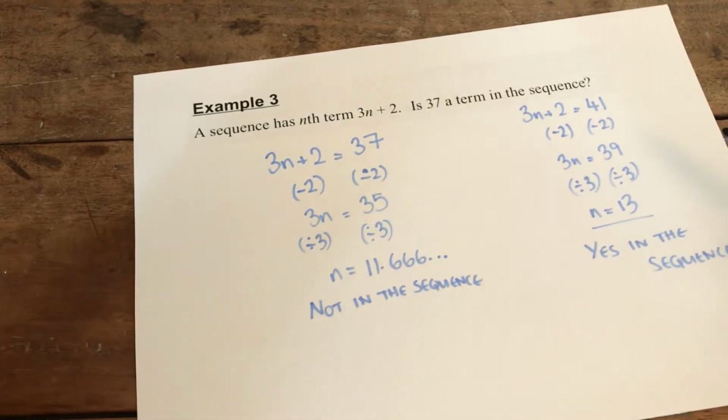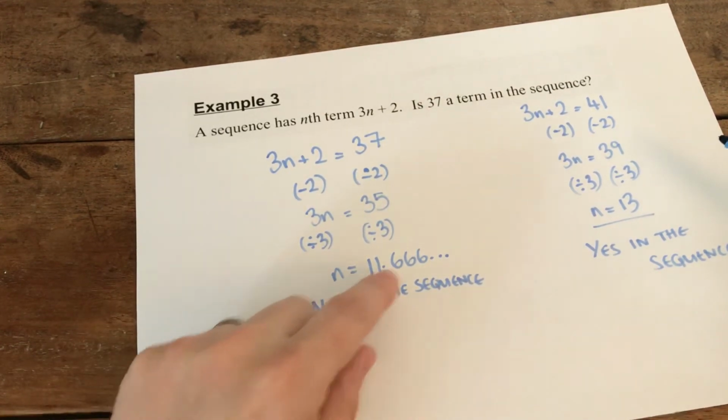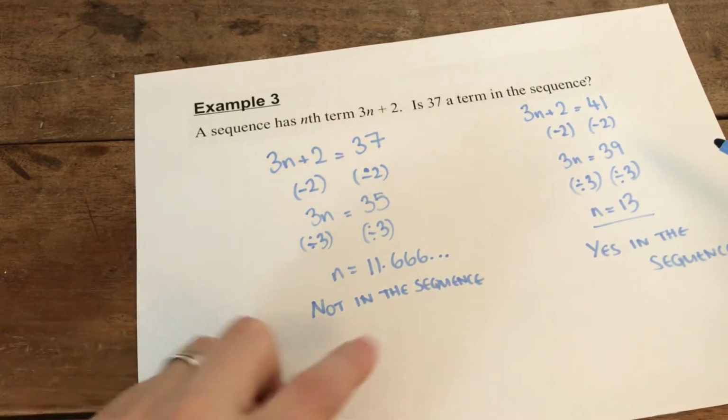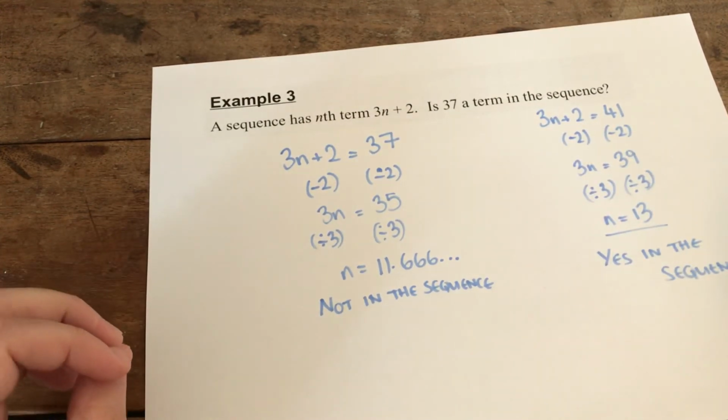If you get a decimal value, it is not in the sequence. 37 is in between the 11th and 12th term in the sequence, but it's not in the sequence. And that is how we would use our nth term to solve these problems.